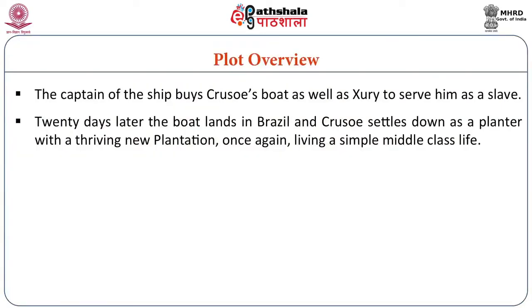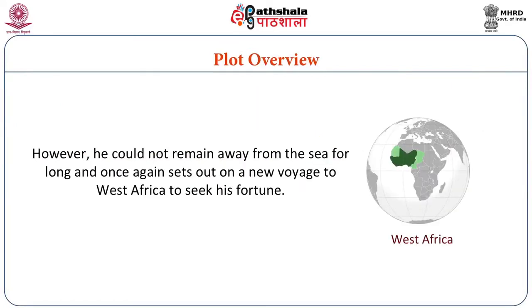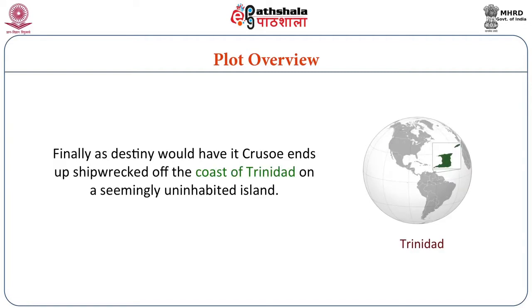So what Crusoe does is he sells Zuri to the new ship's captain, and he says, after 10 years, you can set him free. So the determiner of the future of the black man is always, of course, the white man. Then the boat lands in Brazil. Crusoe settles down. He once again makes a happy-ish life for himself, simple middle class, but content. And he once again decides that he will go out on one more voyage. This time, he will voyage to West Africa to seek his fortune. This time, he ends up shipwrecked again, on what he thinks is an uninhabited island.